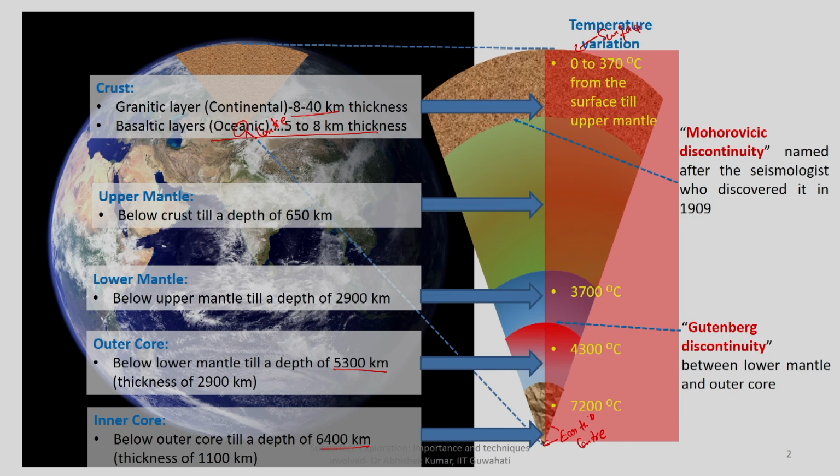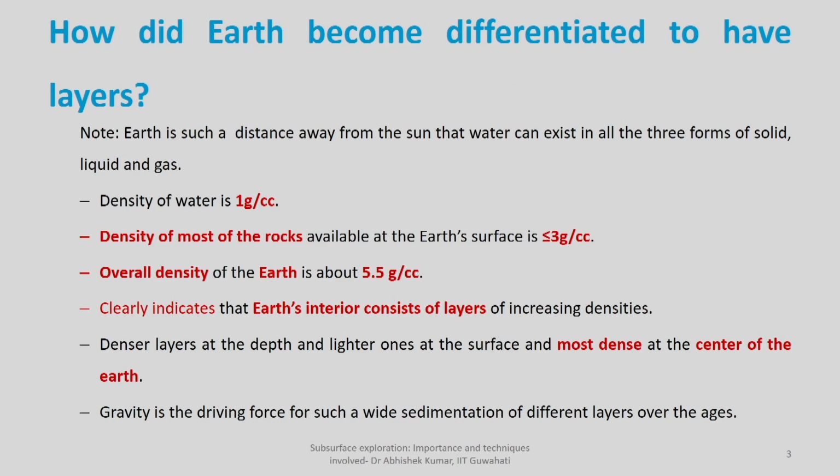Now, again, based on the discontinuity or drastic change in the medium characteristics, there are two discontinuities. One is known as Mohorovicic discontinuity, named after the seismologist who discovered this discontinuity between crust and mantle in 1909. Then you are having Gutenberg discontinuity, which is between the outer core and the lower mantle. There the material shows drastic change in its physical characteristics or response to any kind of shocks. That is how people came to know that this kind of discontinuity is available at that particular depth.